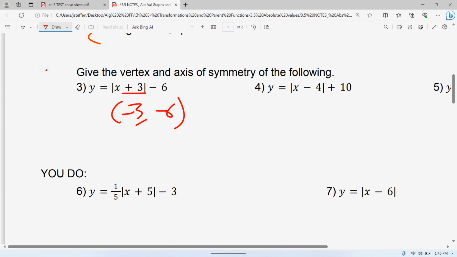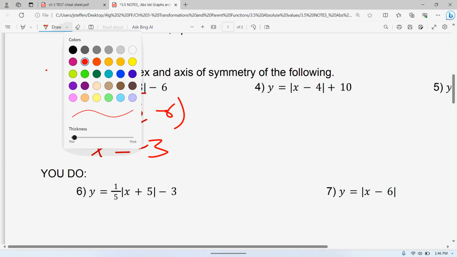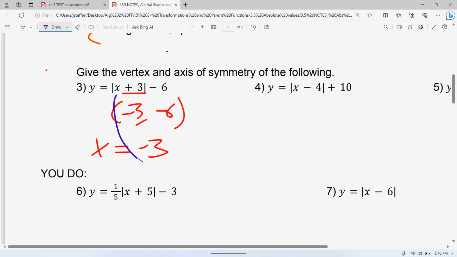Now the axis of symmetry: x is equal to, and then you just put the x value of your vertex in there. So -3, your x is equal to -3. Again, it is not an accident that those are the exact same numbers. They will be that every single time.